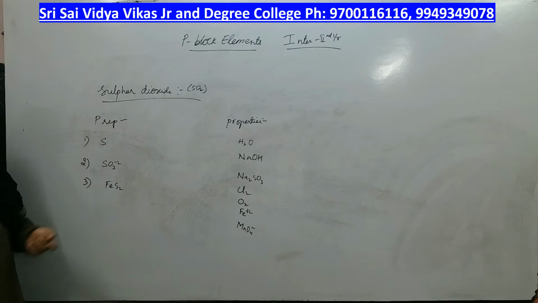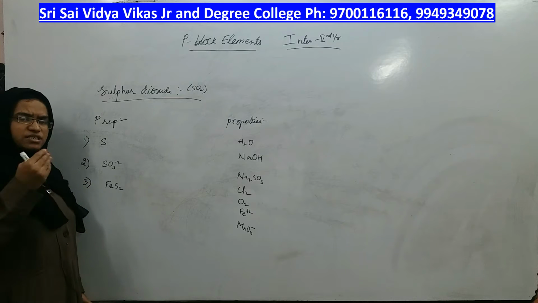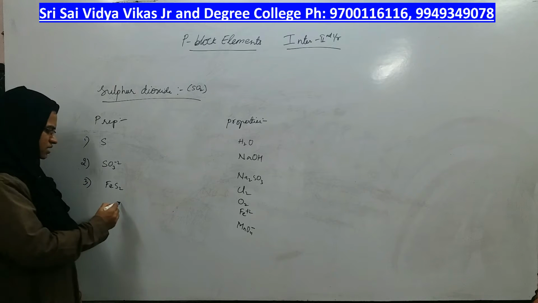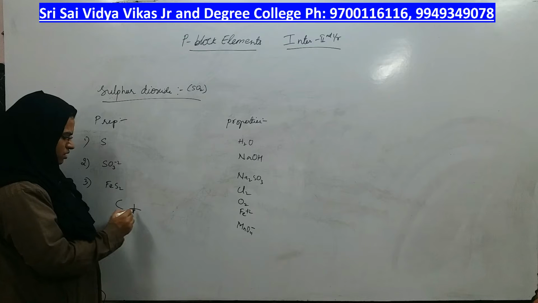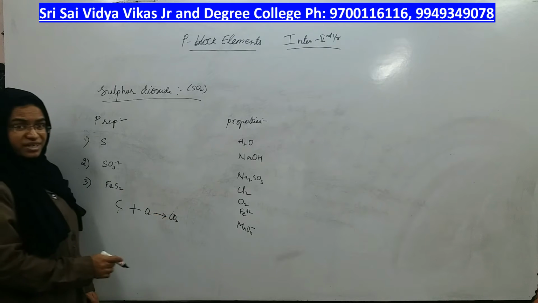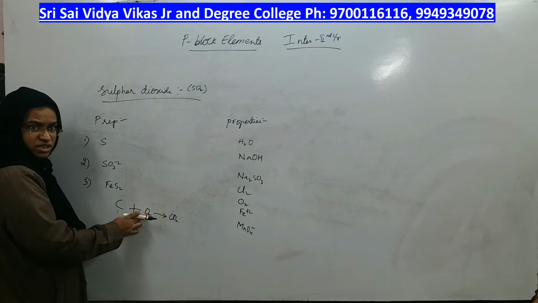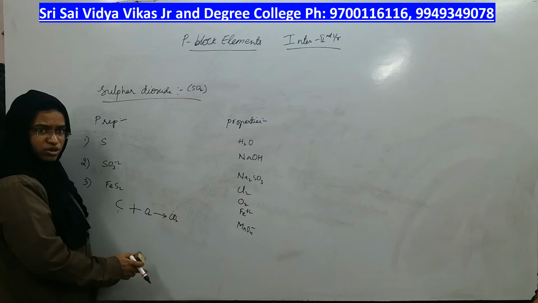How can you prepare sulfur dioxide? You might have seen the reaction in which carbon or coke or graphite is burnt in the presence of oxygen. You get what? Carbon dioxide. So you are burning carbon in the presence of air to give you carbon dioxide, right?